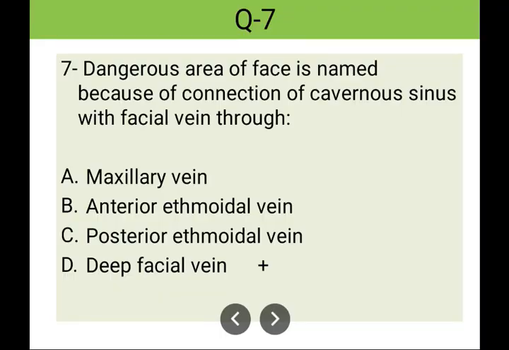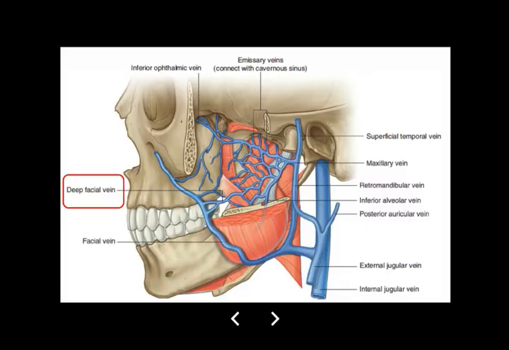The dangerous area of the face is named so because of the connection of the cavernous sinus with the facial vein. Surely it is connecting with the help of the deep facial vein, as we can see from here, the connection of the deep facial vein with the cavernous sinus.